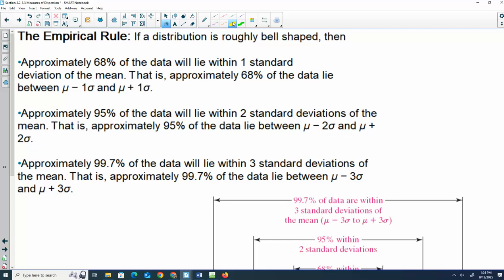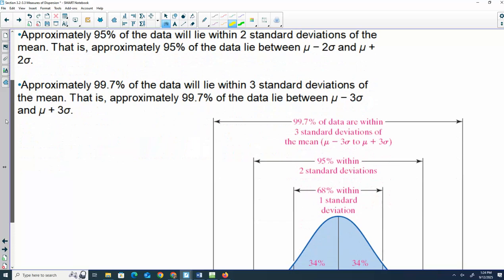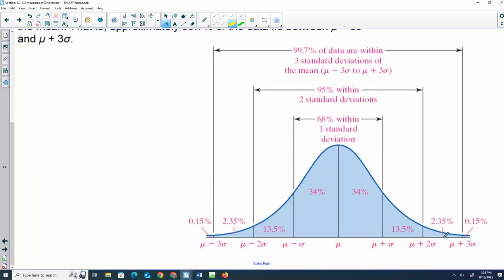Alright, so the next thing we need to talk about, we did standard deviation, range, variance yesterday. We talked about the difference between sample and population on those formulas. We have the empirical rule. This is a rule for bell-shaped data. If it's symmetric bell-shaped data, it follows this pattern, right? And most of the data is going to fall in the peaks of the curve.